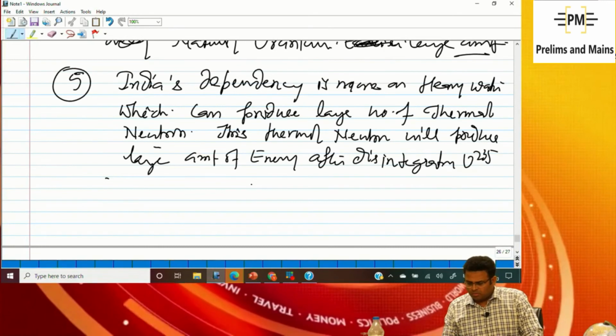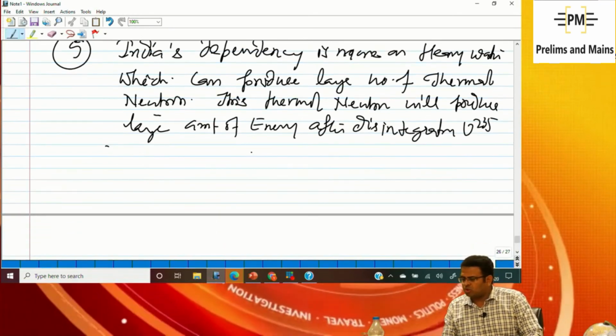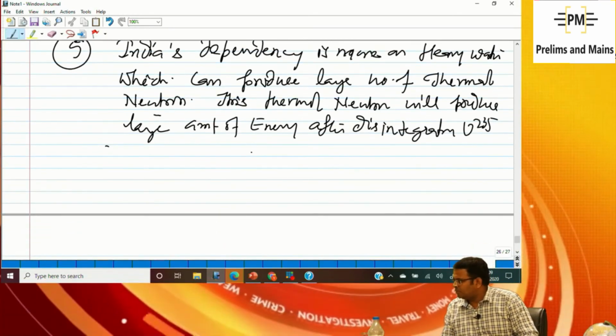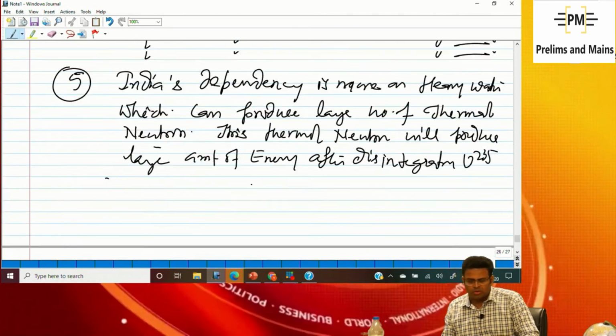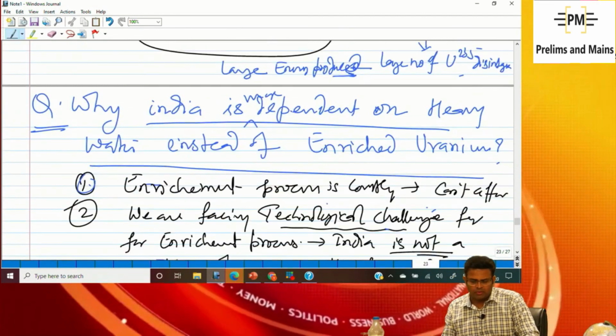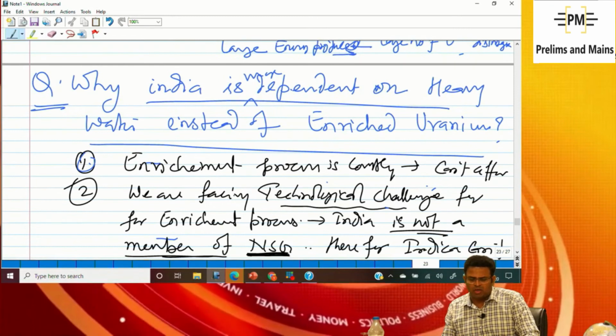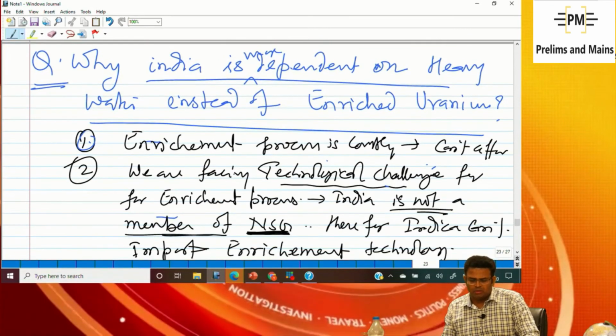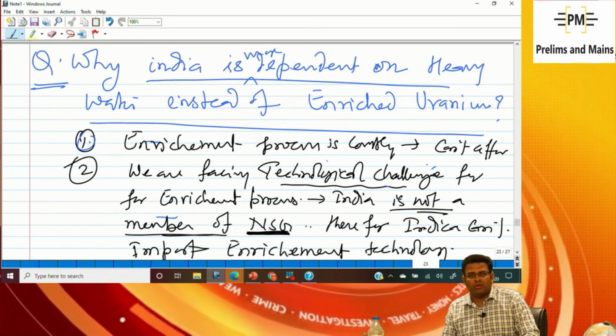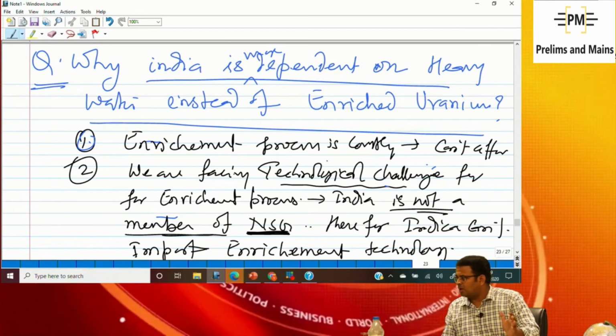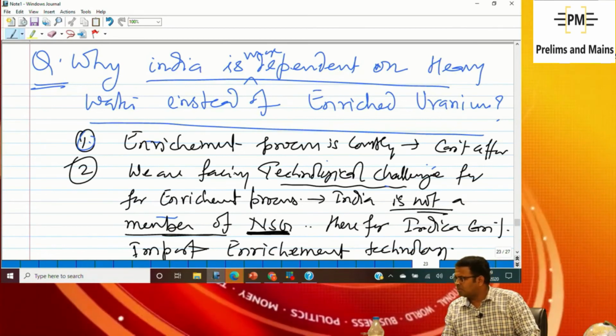Now my next question, perhaps this question is clear to all of you. Why is India more dependent on heavy water instead of enriched uranium or enrichment processes?